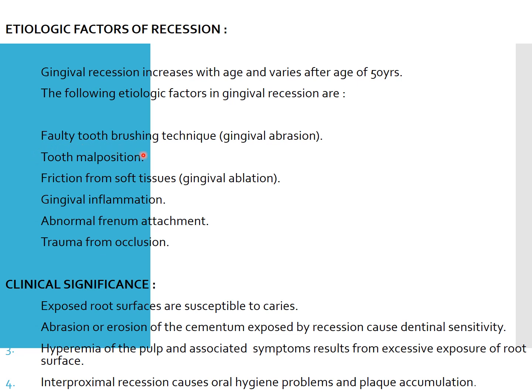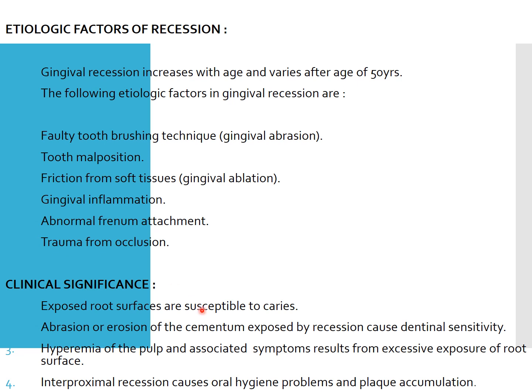Then tooth malposition can also cause recession. If the tooth is malpositioned, for example crowded in an area, the teeth that are placed labially will have thin bone or thin gingiva, so there are more chances to get recession. And friction from gingival soft tissues can cause recession. That is called gingival abrasion. Then gingival inflammation, a sequela of gingivitis to periodontitis, the position of the gingiva can come down. Then abnormal frenal attachment, frenal pull, will cause gingival recession. Then trauma from occlusion will also cause recession.